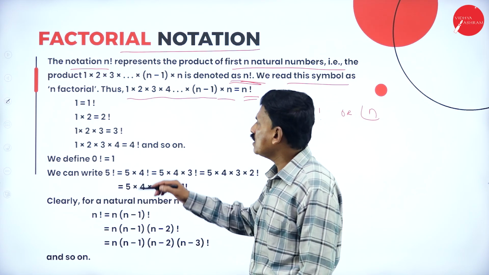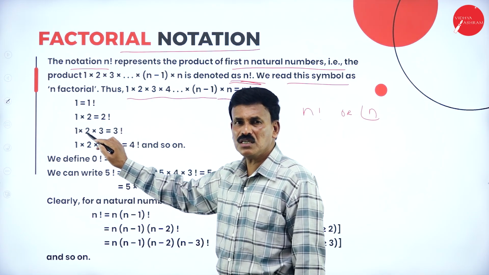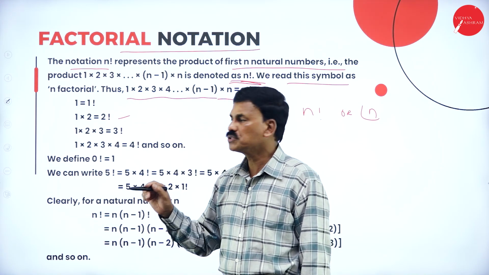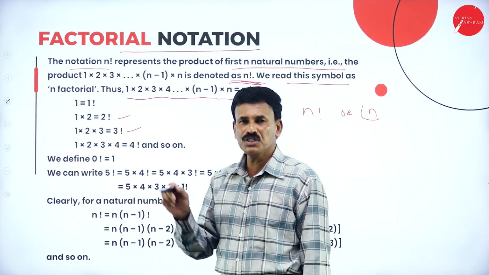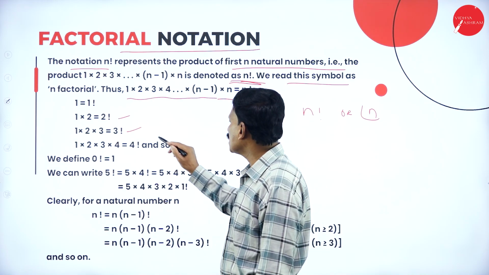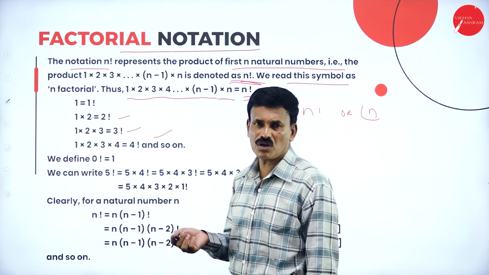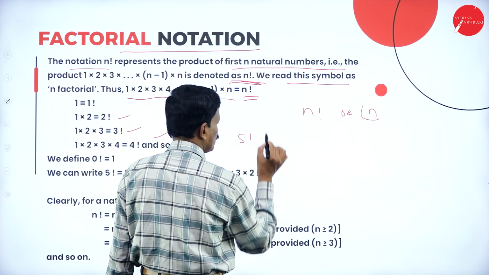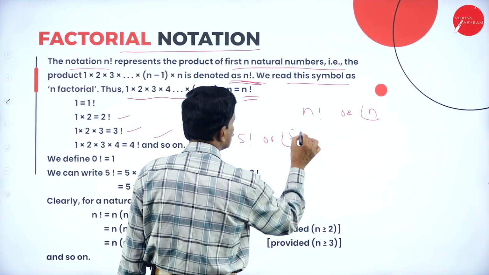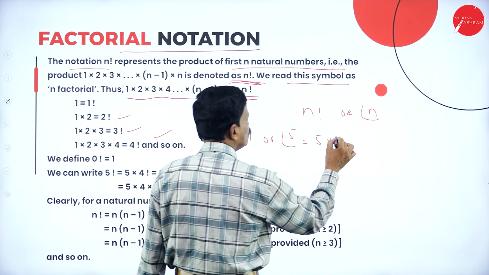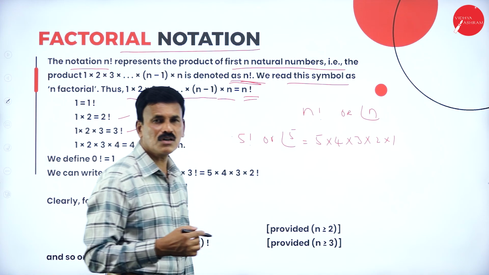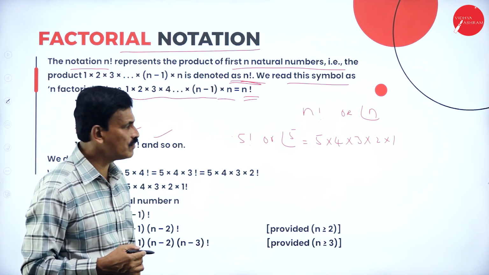See, the factorial of 1 is 1 factorial, 1 into 2 can also be written as 2 factorial, 1 into 2 into 3 is nothing but factorial 3, 1 into 2 into 3 into 4 is nothing but factorial 4, and so on. Similarly, the factorial of 5 can also be written as 5 factorial, which is nothing but 5 into 4 into 3 into 2 into 1. This is how we are going to write the factorial of 5.